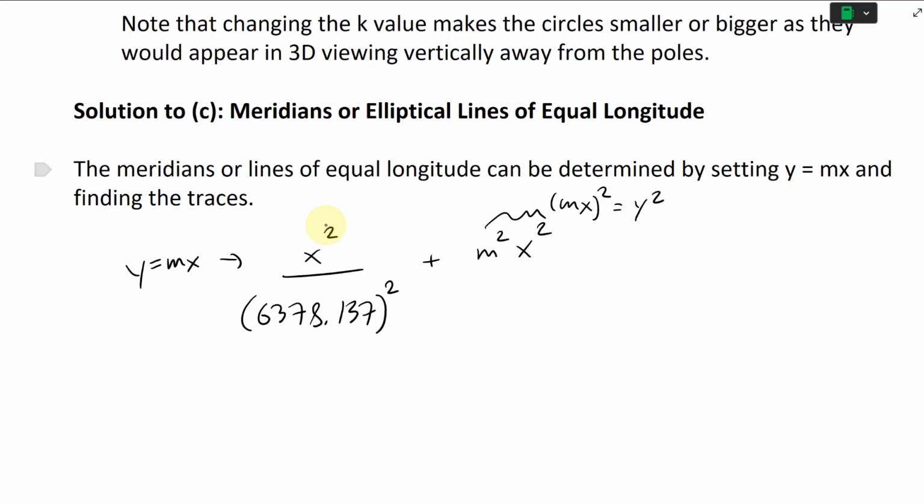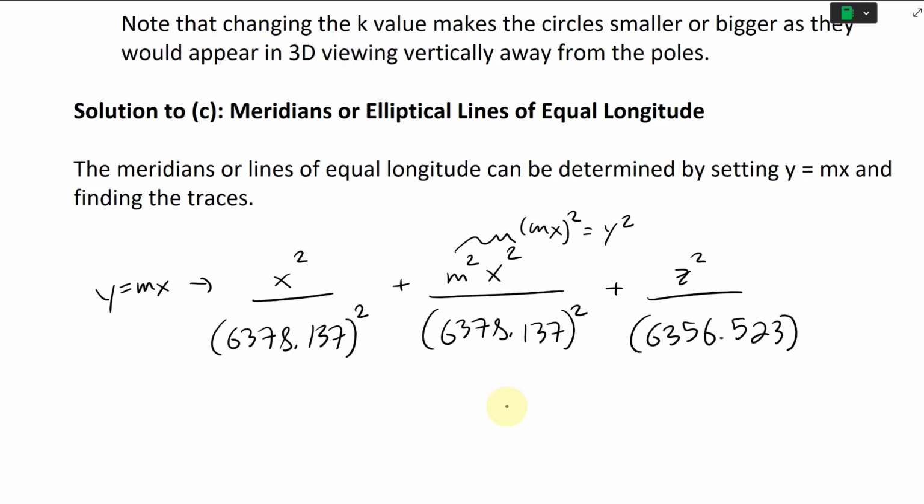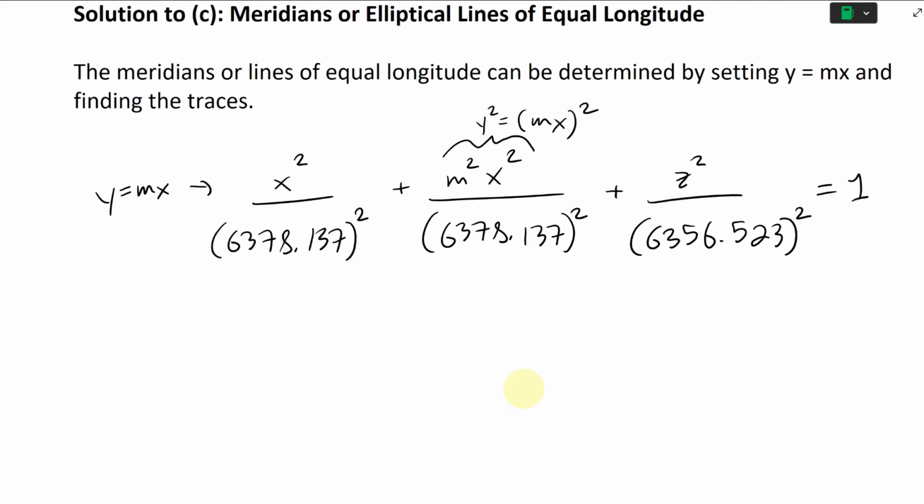Like that. Alright, so we have that, and then this is going to be divided by, and it's the same thing, 6378.137, and then squared. And then this is going to be plus the z1, going to be 6356.523 squared equals 1. Alright, so now what we can do is factor out the like terms.